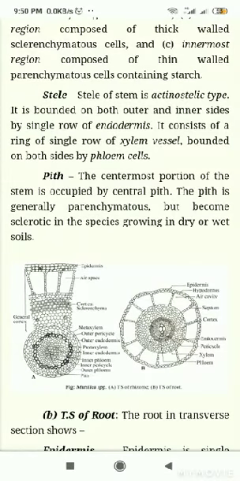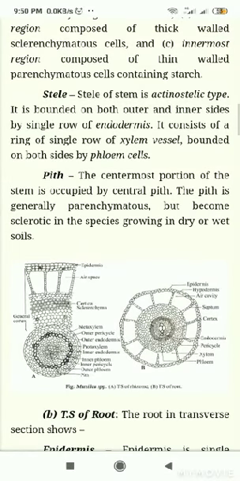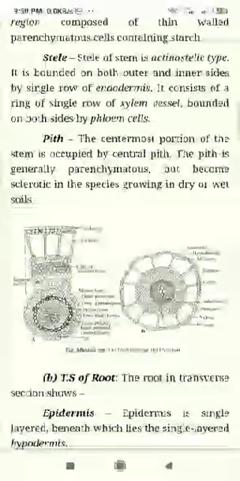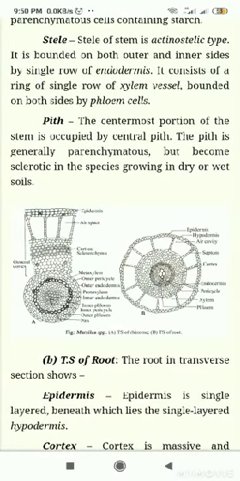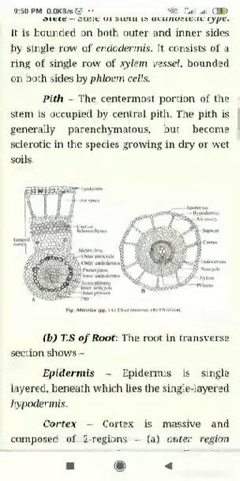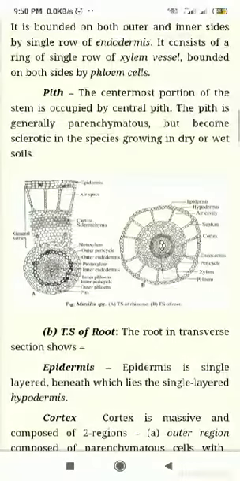Below the stele there is the pith. The centermost portion of the stem is occupied by the central pith. The pith is generally parenchymatous but becomes sclerotic in species growing in dry or wet soils.